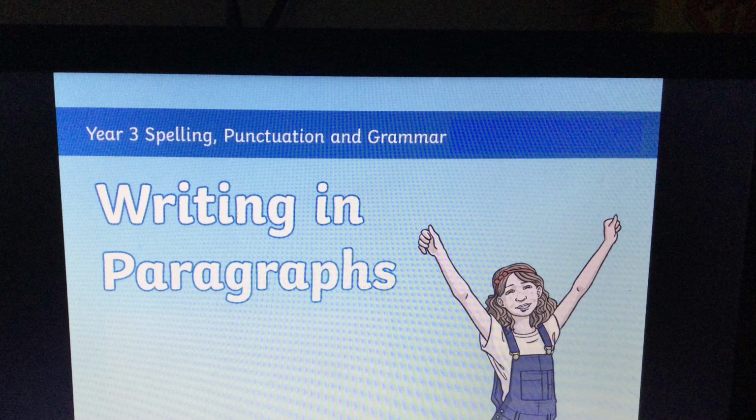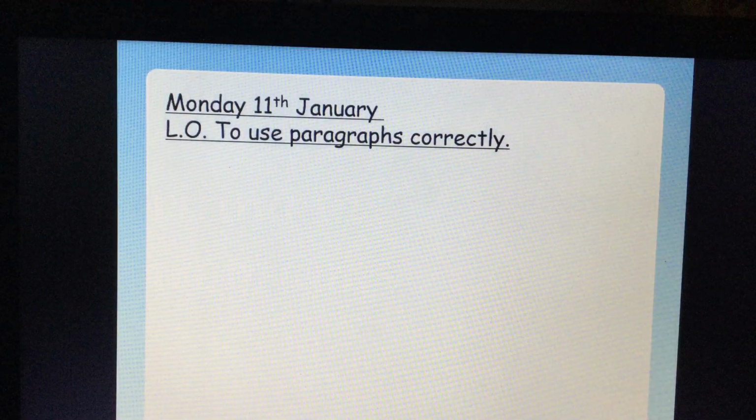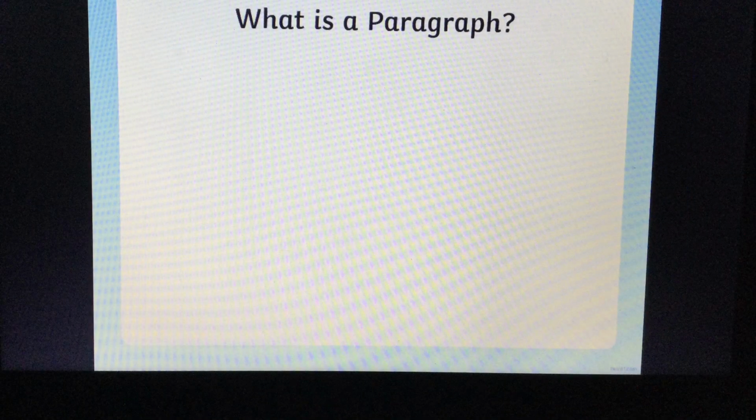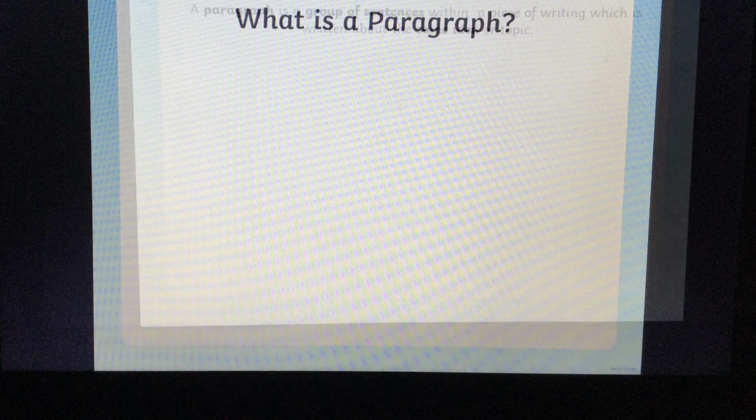Good morning, Year 3. Today we're looking at writing in paragraphs. It is Monday the 11th of January and our LO is to use paragraphs correctly. What is a paragraph? Take a second, have a little think. What do you think a paragraph is?